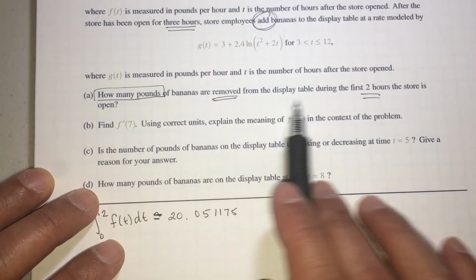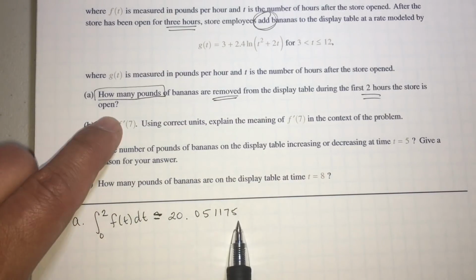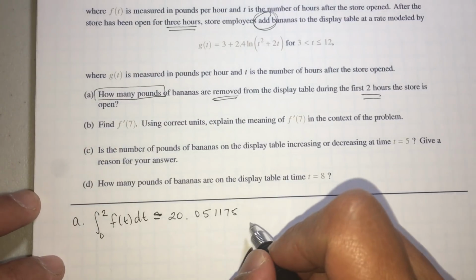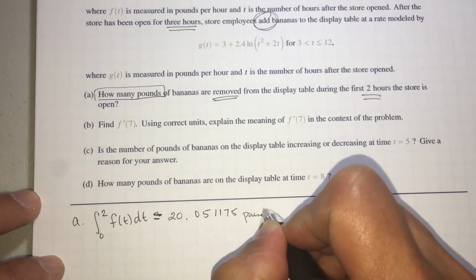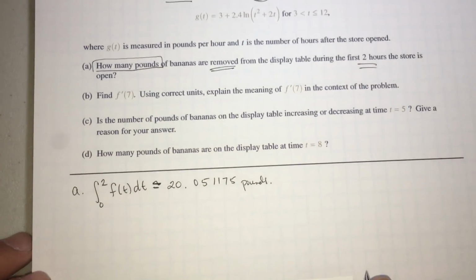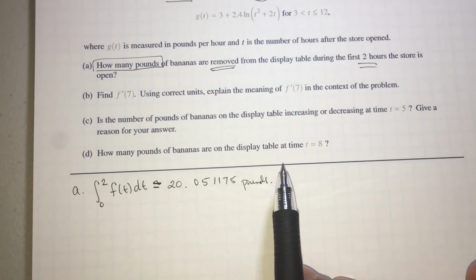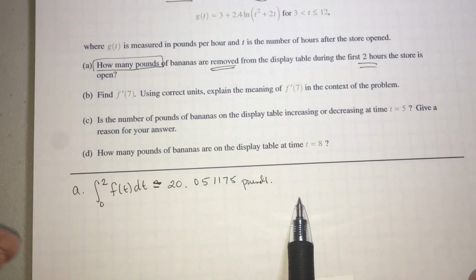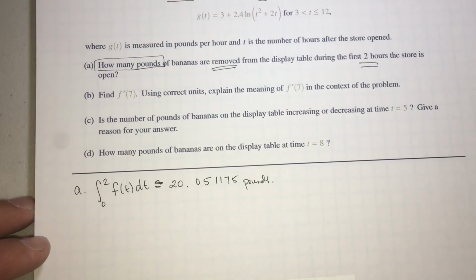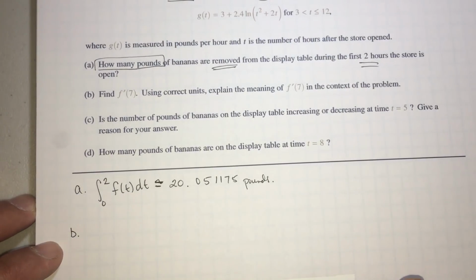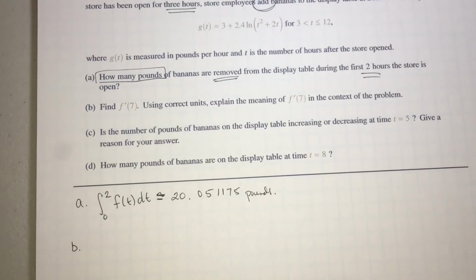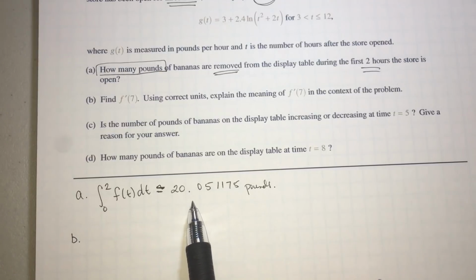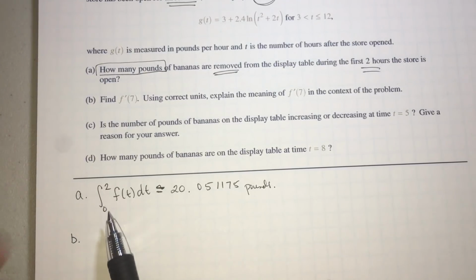Okay. How many bananas? But wait a minute. We have to put our units. So you would say 20 pounds of bananas are removed from the display table during the first 2 hours. It's very important, guys, that you understand what the math is telling you, what it means, not just to do it, okay? Because it'll make everything else easier. So we found out that 20 pounds of bananas are being removed after the first 2 hours, okay?